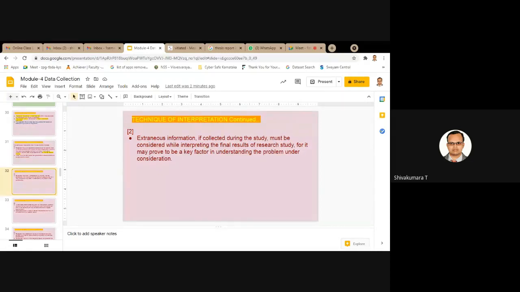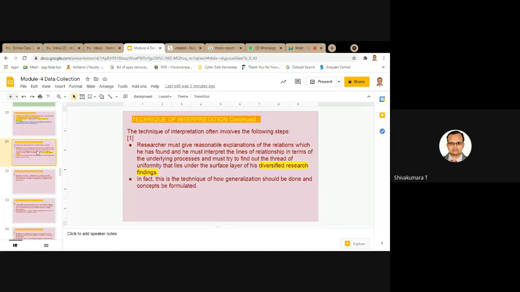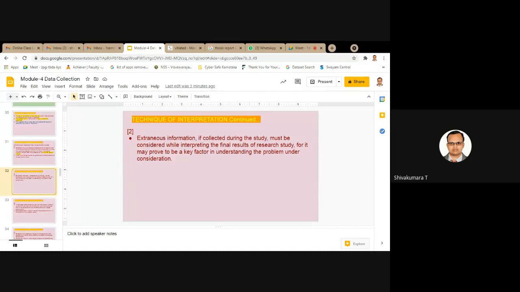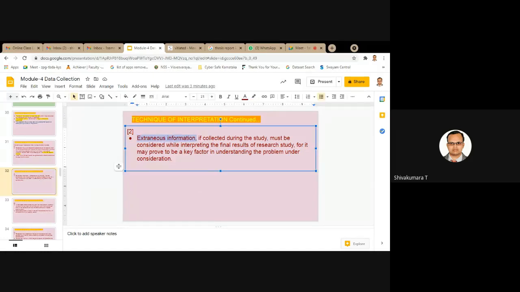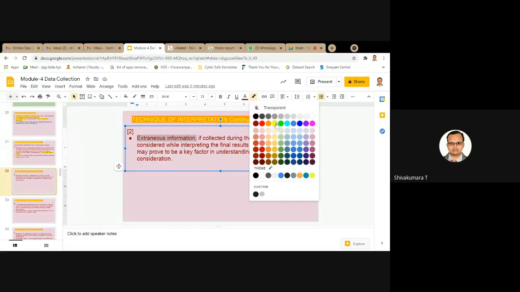So, extraneous information, if you collected it during your research study process, then while interpreting you should also consider it. Otherwise, you can give up that extraneous information. By giving up, it should not deviate from your research objective, right? Okay. This is the second technique. One is the reasonable explanations for diversified research findings. The second one is extraneous information to be considered if you are including it during the research study.